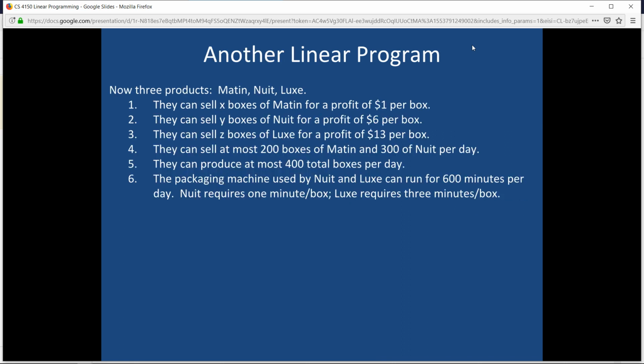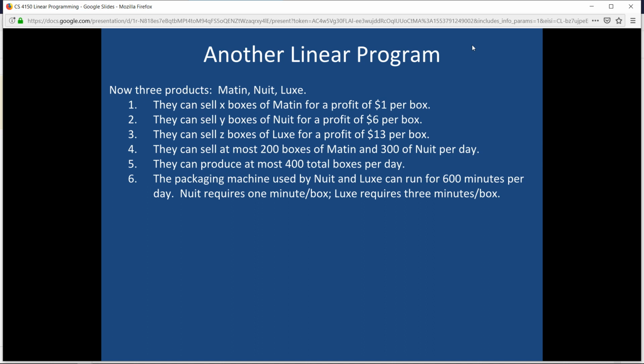Okay, here's another problem. So this is a 3-dimensional problem. So now we're adding a new product, at a different profit point, $13 per box. And there are other constraints, like number of minutes you can package them after you produced them and so on. And that'll lead to a different linear program.